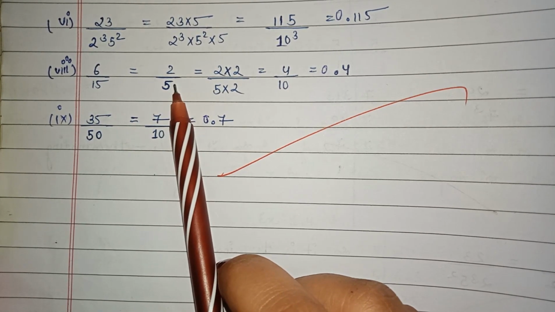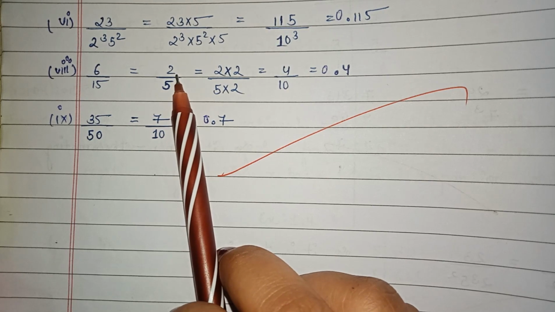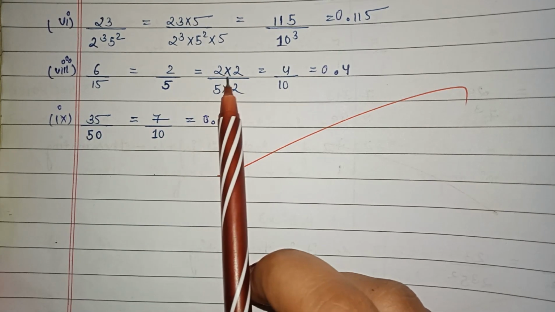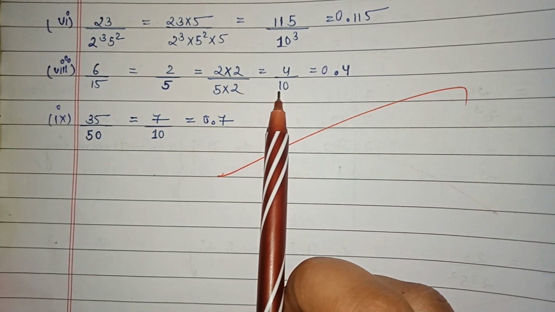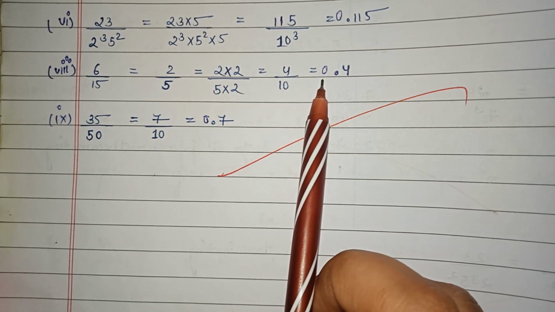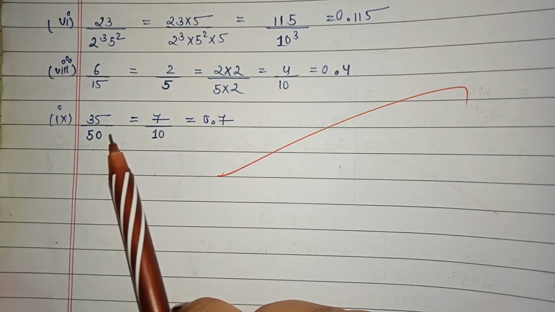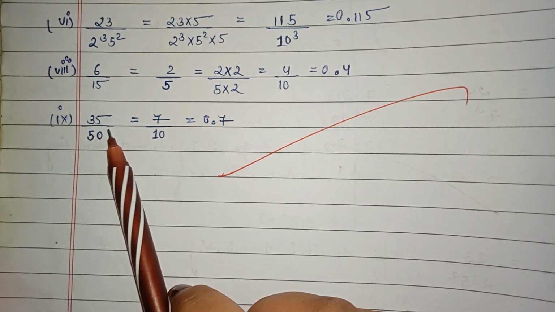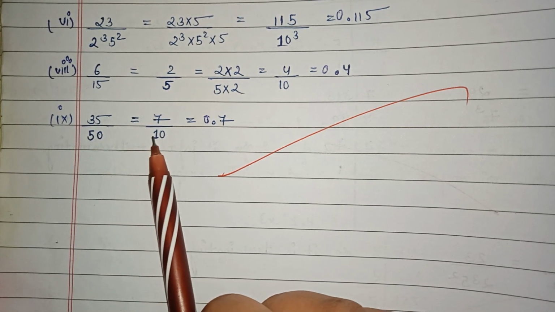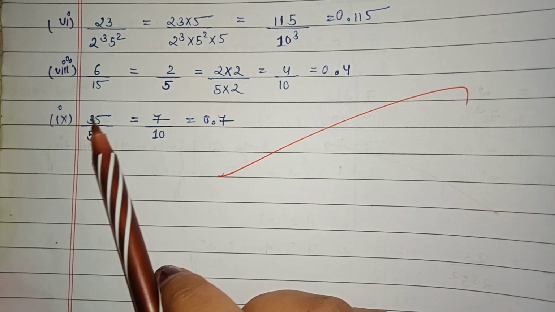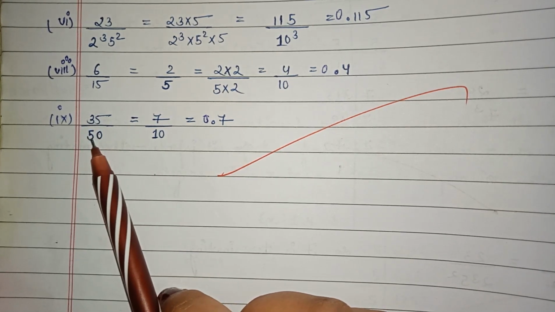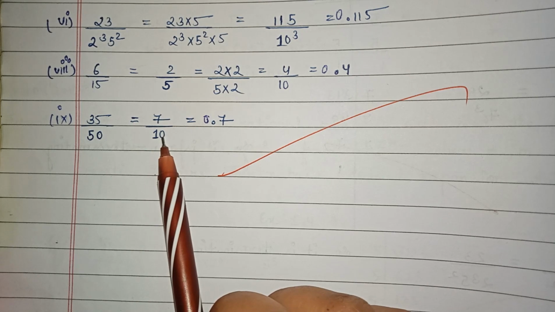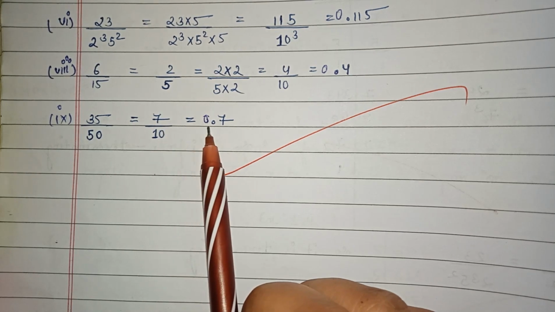Next part, 6 upon 15 can be simplified as 2 upon 5. Now we have to multiply by 2 in the denominator as well as in the numerator. Now we get 4 upon 10. So the answer will be 0.4. In the last part of this question, 35 upon 50, we can simplify this as 7 upon 10 because 5 7s are 35 and 5 into 10 is 50. So the answer is 0.7.